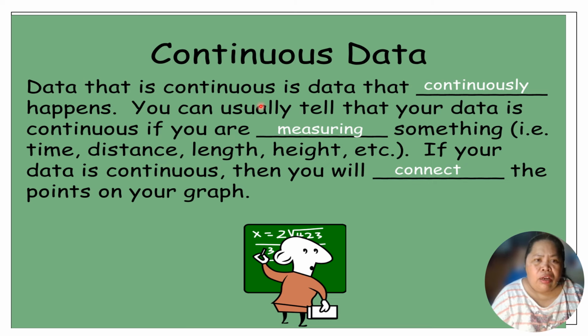And then data that is continuous is data that continuously happens. So you can usually tell that your data is continuous if you are measuring something, let's say time, distance, length, and height. If your data is continuous, then you will connect the points of the graph.